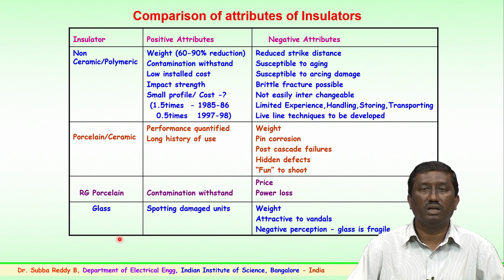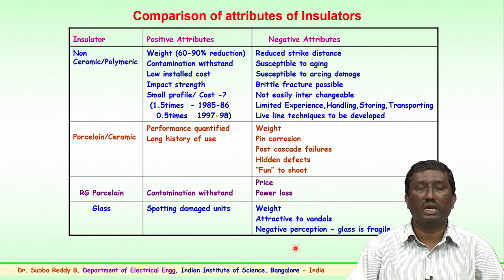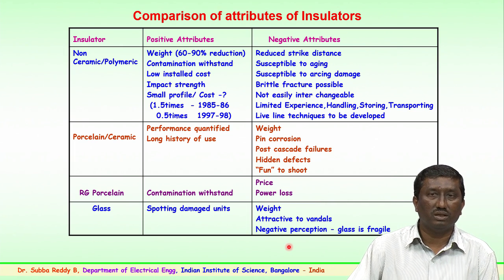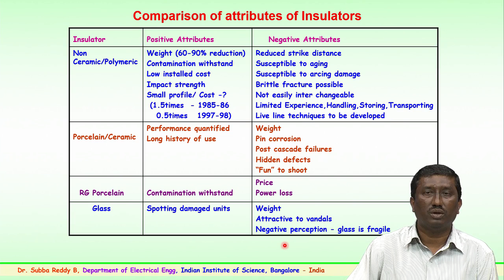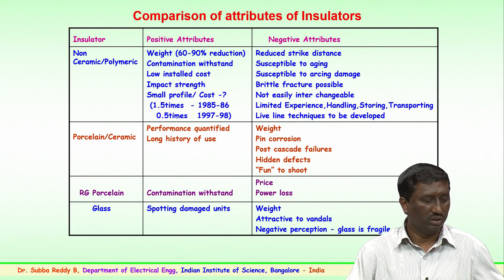Glass: again, we have seen spotting of the damaged units. It is very difficult because glass is transparent, so it is difficult to see the exact faulty insulators in the field. It also has a weight comparison to porcelain, and it is mainly attractive to vandals, people who shoot for fun, and the negative perception is that glass is a fragile material. So, these are the major comparisons of the attributes of the three types of insulators which are being used in high voltage, extra high voltage or ultra high voltage transmission systems.